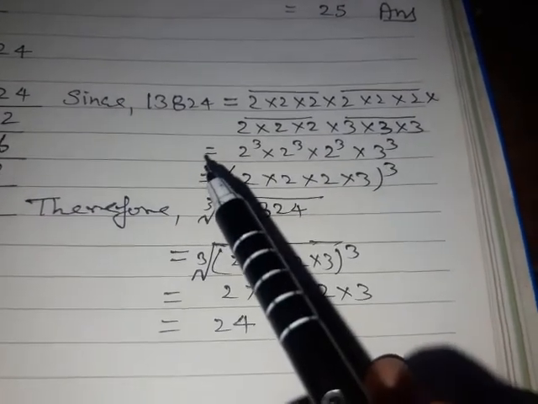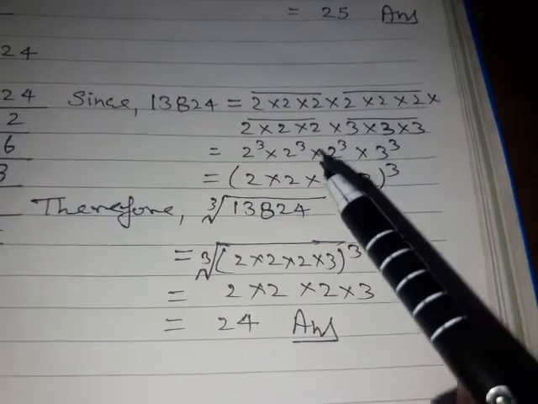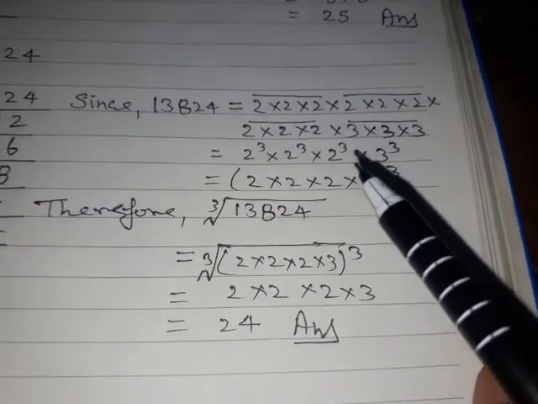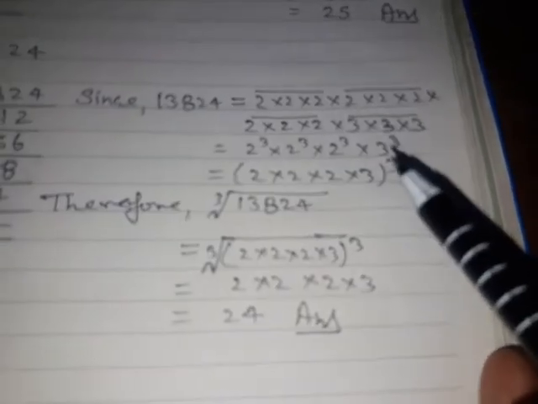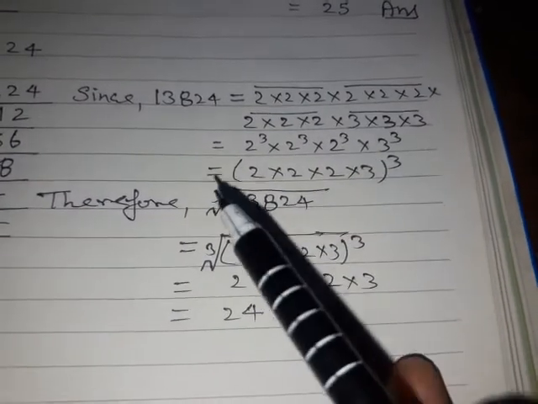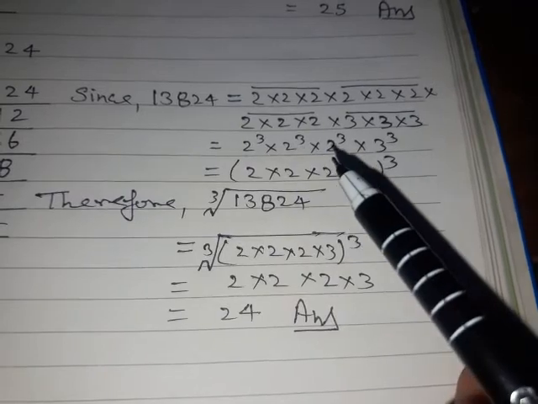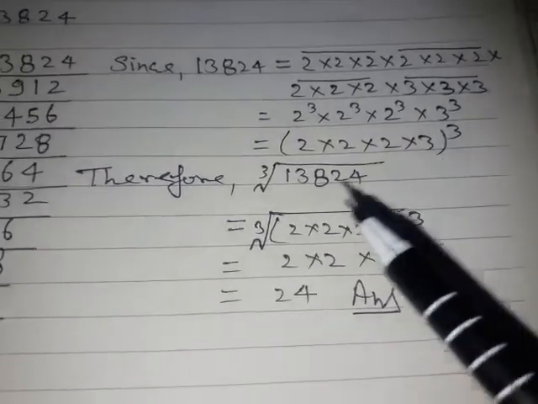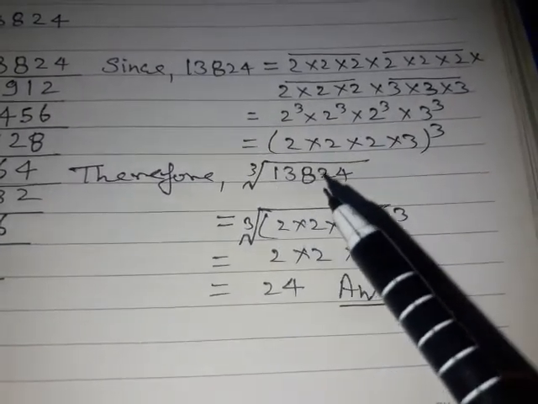Now we can write it as 2 to the power 3 into 2 to the power 3 into 2 to the power 3 into 3 to the power 3. We can see that the powers are the same, 3, 3, 3, so we can write it as 2 into 2 into 2 into 3 whole cube. Therefore the cube root of 13,824 is equal to the cube root of (2 into 2 into 2 into 3) whole cube.